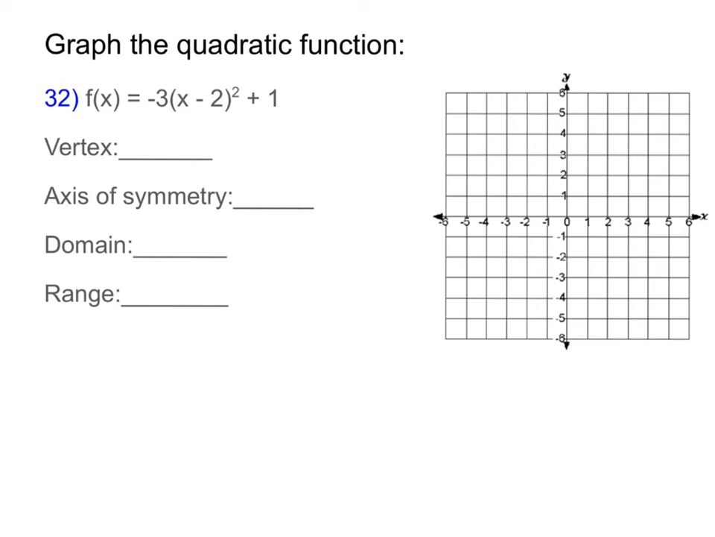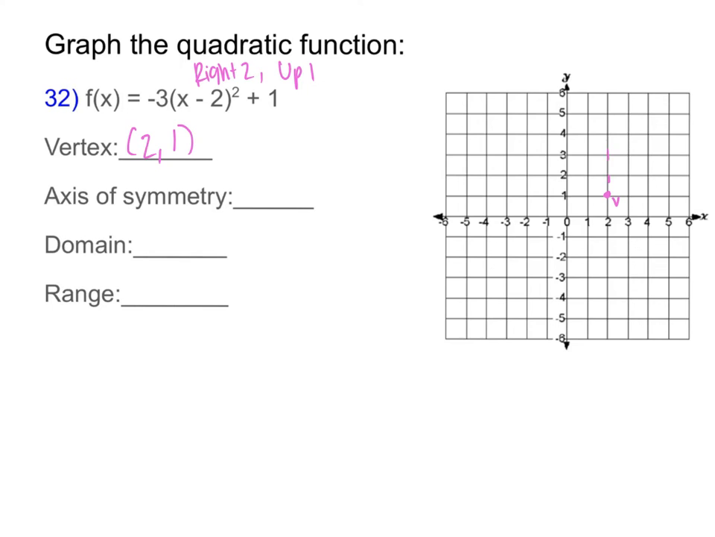Okay, so this one here has a negative 3 on the outside, but before we look into that, let's look inside the parentheses to figure out the shift. This has a minus 2 on the inside, so this is saying right 2, and a plus 1 on the outside means up 1. So I'm going to go right 2, up 1, which puts me right there on my vertex. So like I said, I like to put a little v there so I remember what coordinate is my vertex. This is at 2, 1.